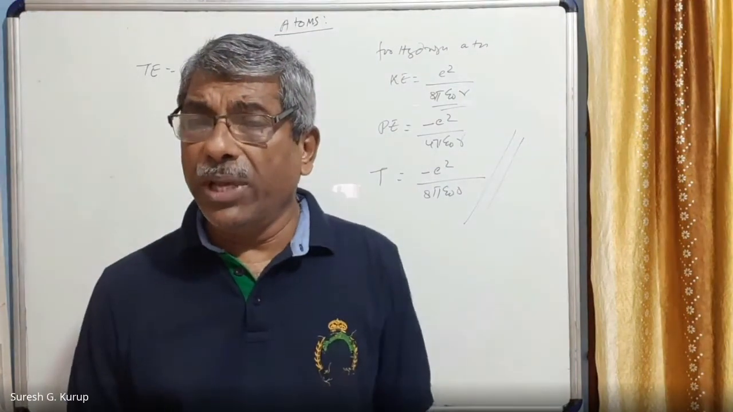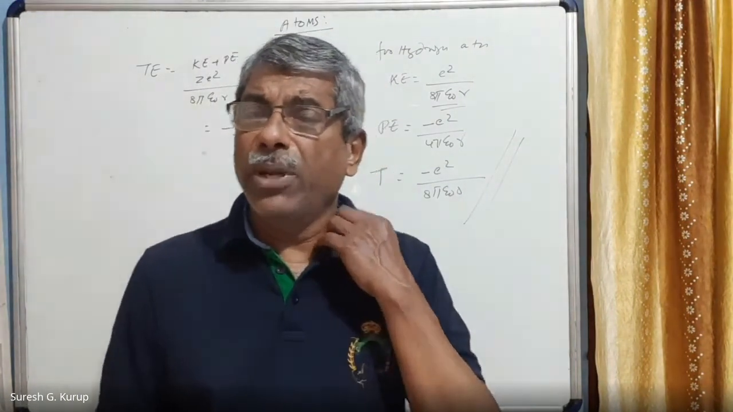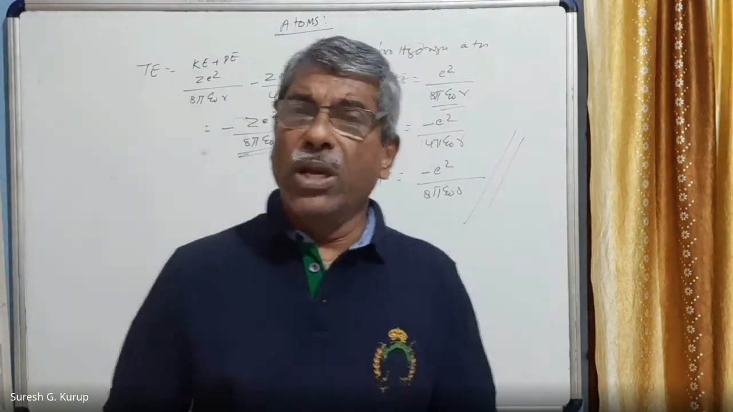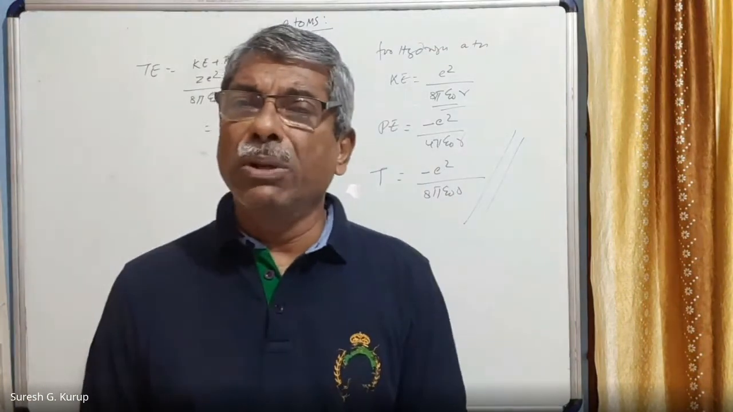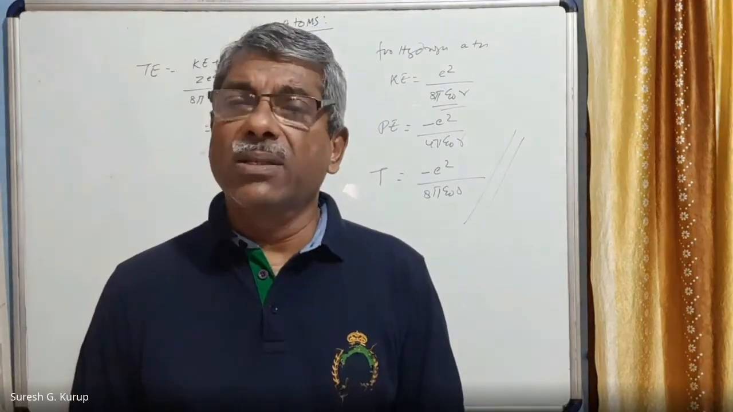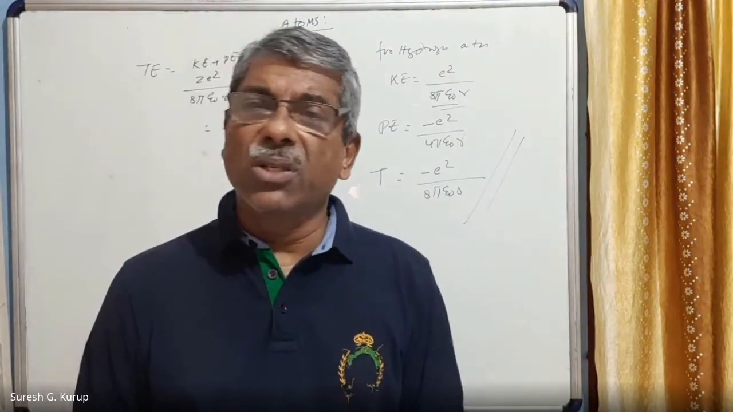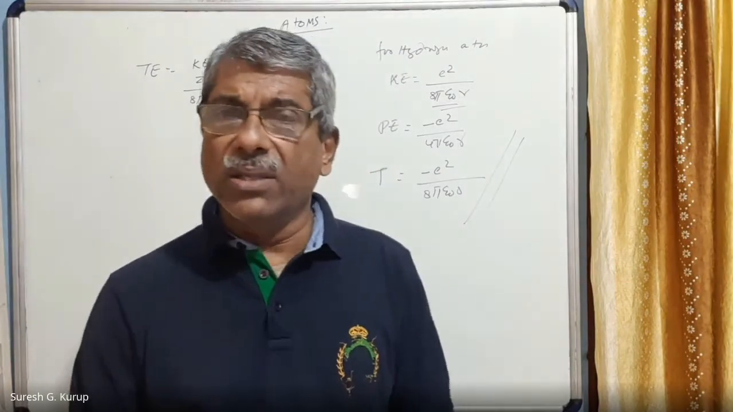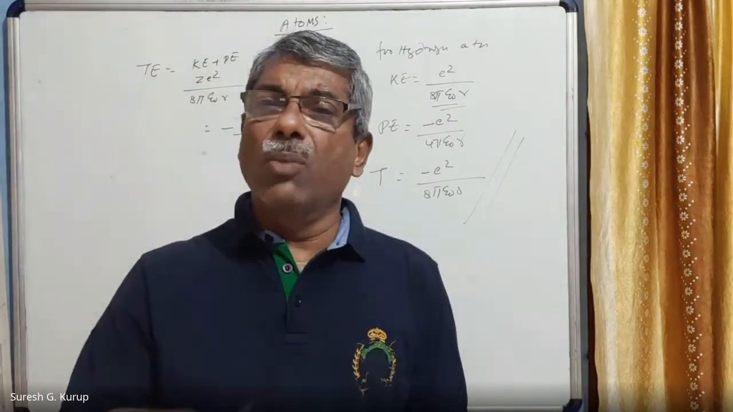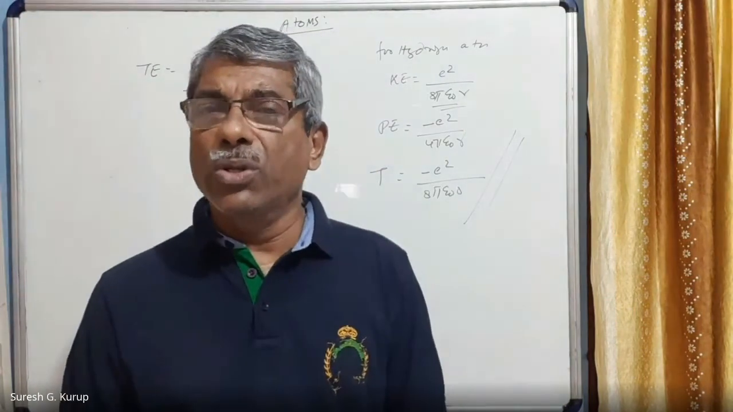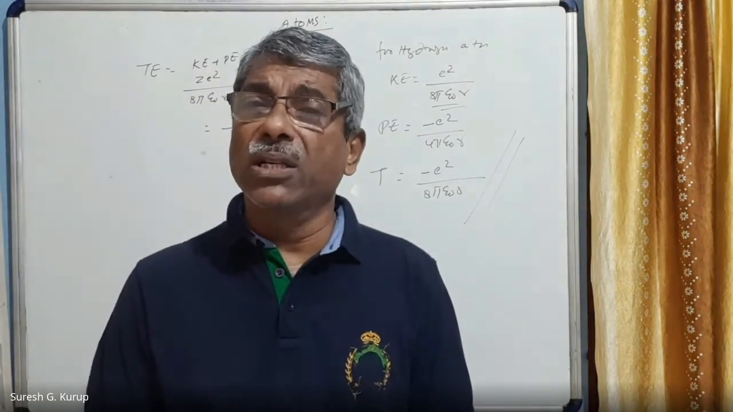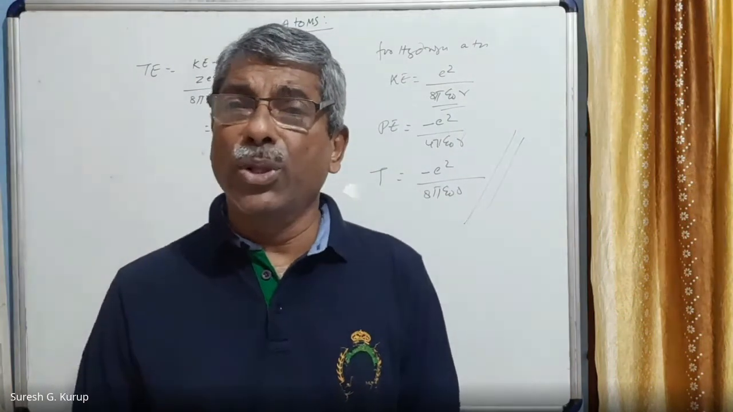But he could not explain many points. When a charge is moving around the nucleus in a circular path, every circular motion is an accelerated motion. In accelerated motion, there is loss of energy, because when a charge is accelerated, electromagnetic radiations are produced. So due to continuous loss of energy, the electron starts spiraling. Spiraling means its radius goes on decreasing, and finally it comes into the nucleus.